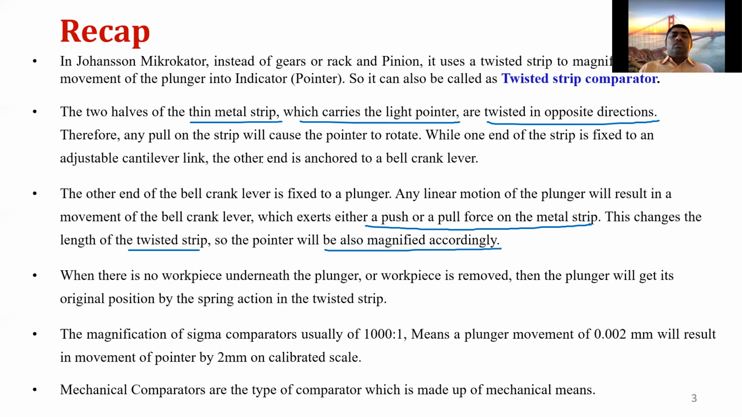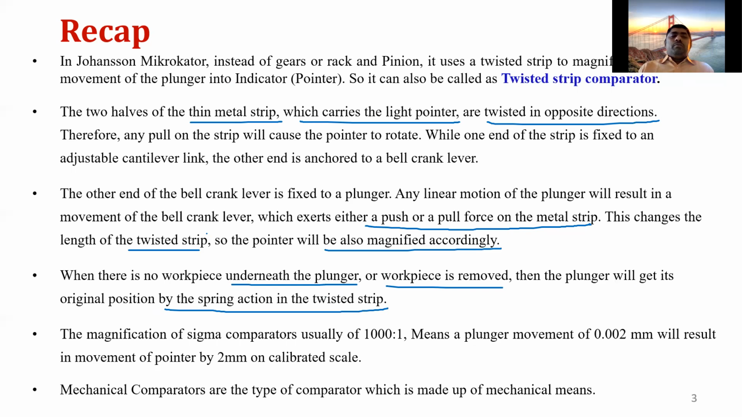The Johansson microcator is designed in such a way that even a small movement of the plunger can be read on the calibrated scale. When there is no workpiece underneath the plunger, or the workpiece is removed, the plunger returns to its original position by the spring action in the twisted strip.